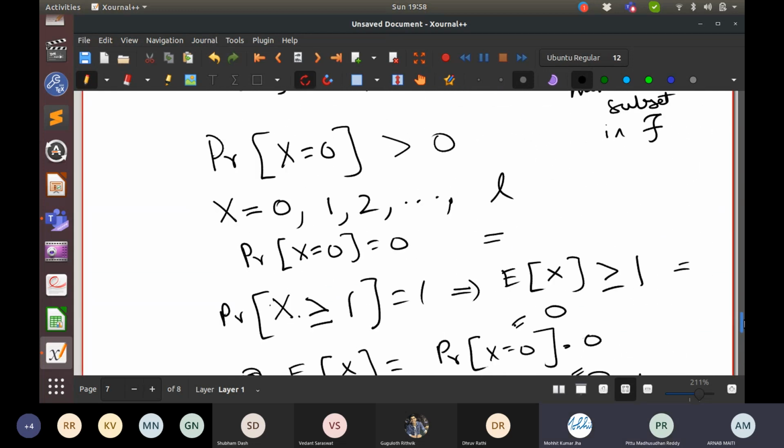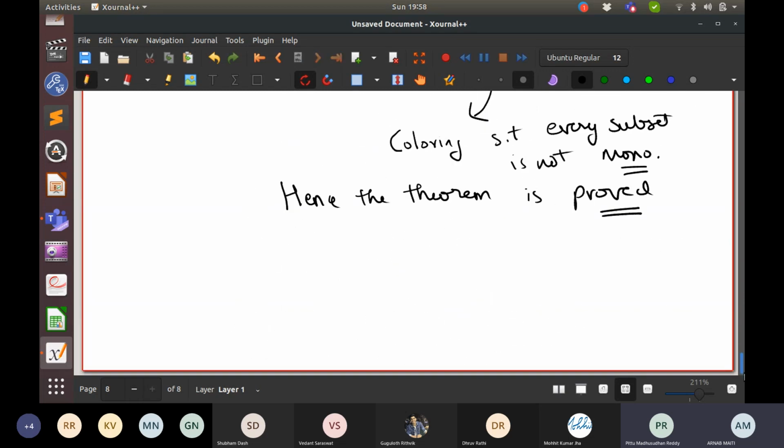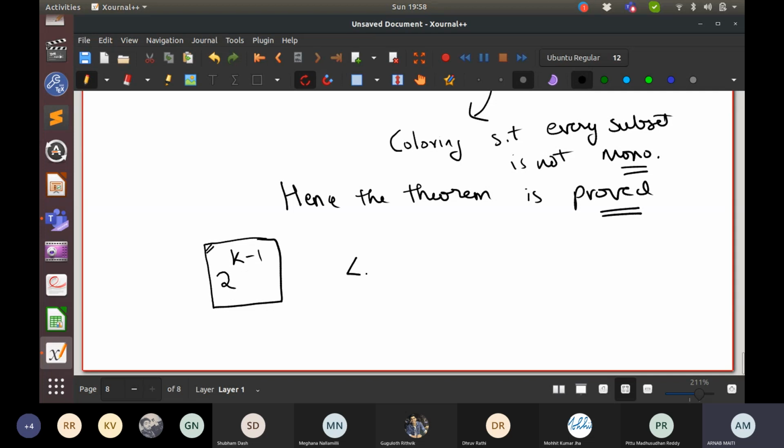Yeah, other than this, I was thinking, is it really tight? Can you give me a family of 2 to the power k minus 1 subsets, for any n, so that no matter how you color, there has to be a monochromatic subset? Okay, so for 2 to the k minus 1, I don't have anything with me, but there is a theorem for 4 to the power k actually.